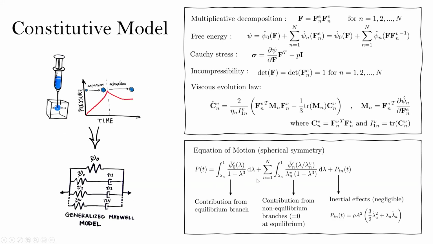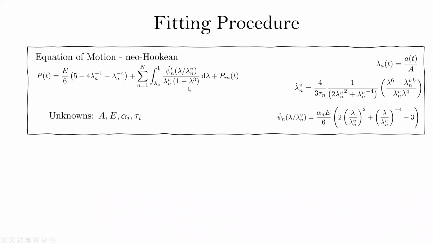And so this is for any general free energy psi. And here we work with neo-Hookean free energies, which works well enough for our PDMS testing. And the equation of motion specializes in this form. And these are basically the parameters that we need to fit for. E is the Young's modulus of the equilibrium elastic branch.